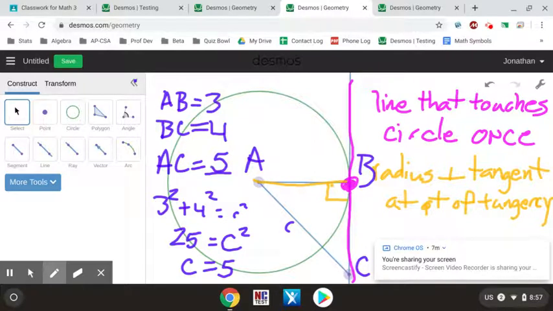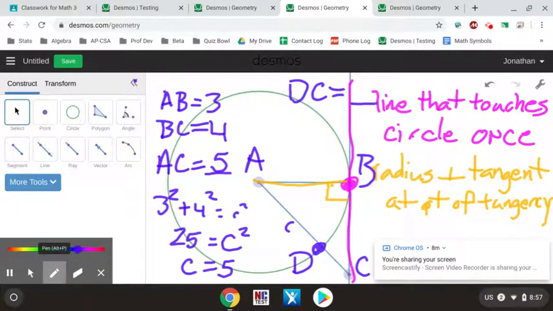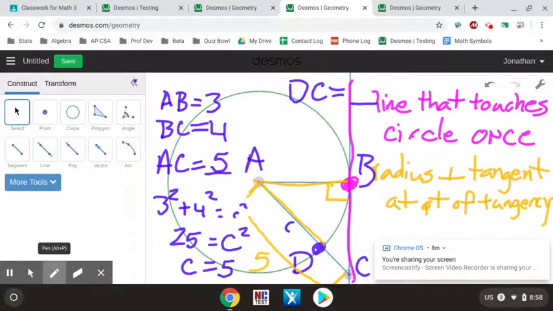One other thing I want to point out, though, is sometimes they have another point here, like they might mark this as point D, and they might want to know what's the length of DC. Well, to find the length of DC, the key thing is to realize that AC from here all the way down to here is 5. And also to realize that this right here is another radius of the circle. AB is a radius, AD is a radius, and every radius is equal because in a circle, all points on the circle are equidistant from the center.